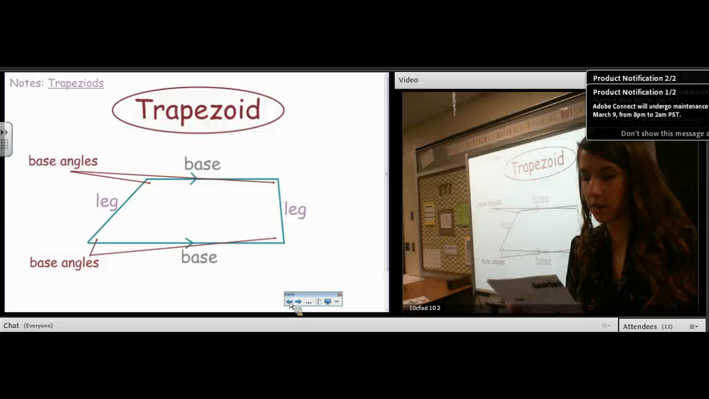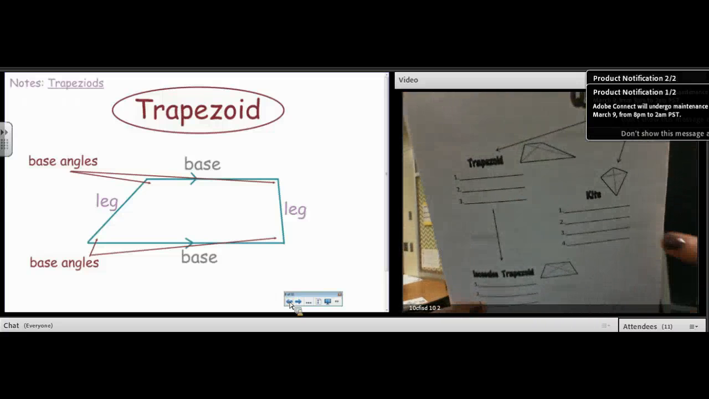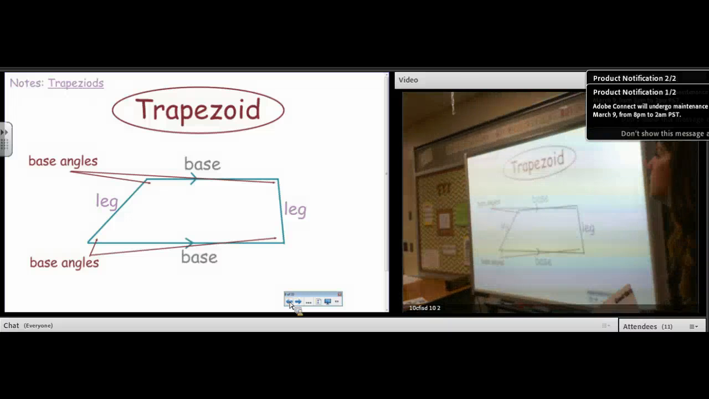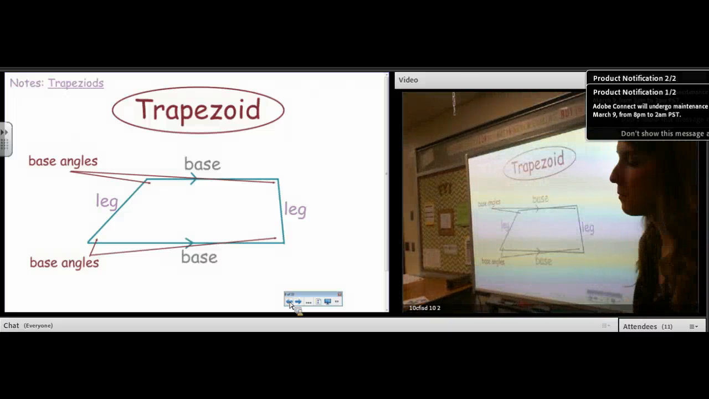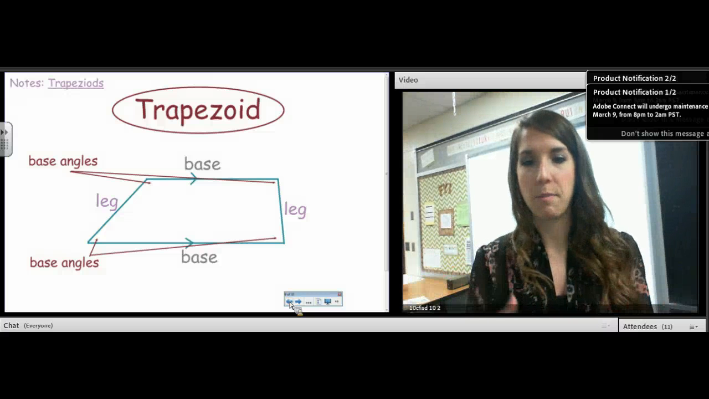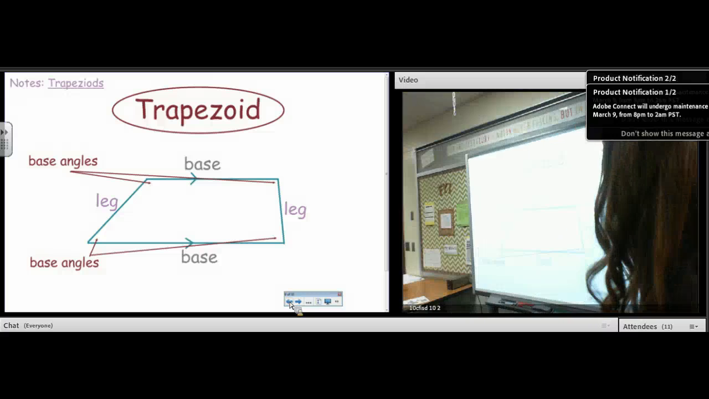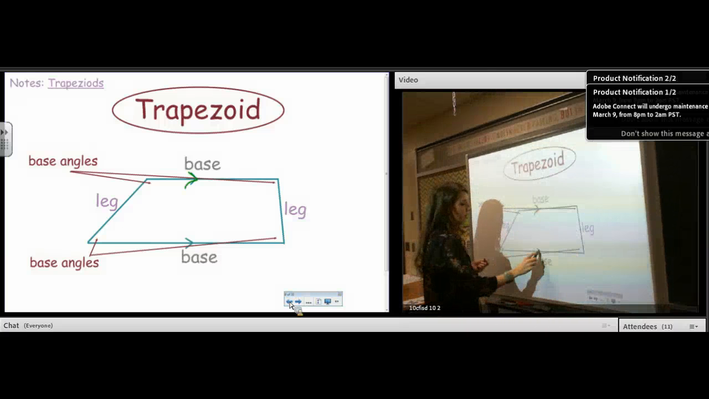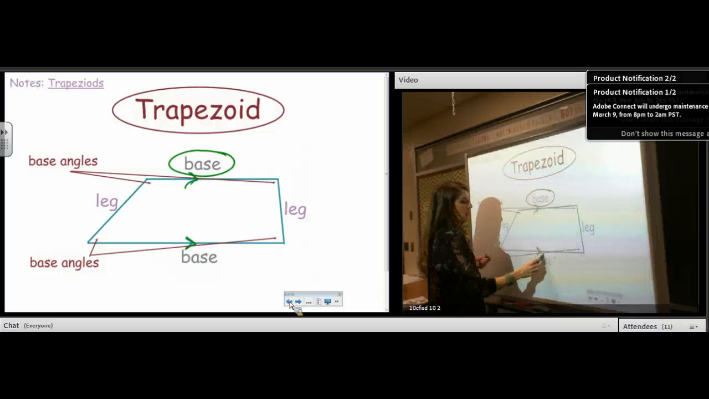I would label these on your family tree. I would get your family tree and I would label that trapezoid right there. So in a trapezoid, we've got some vocab that we need to go over because I'm going to refer to these as bases and legs and base angles. So your sides that are parallel are called the bases. Base 1 and base 2.